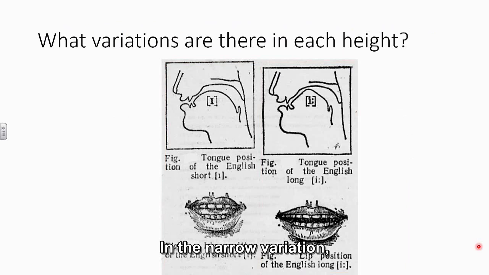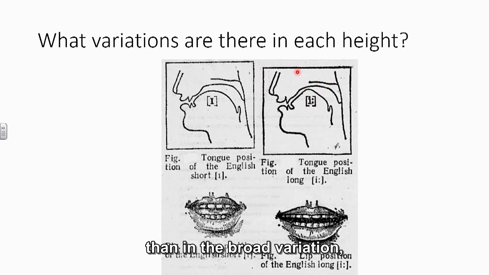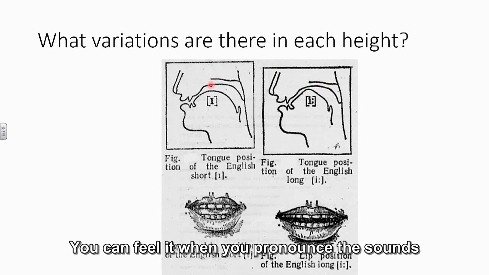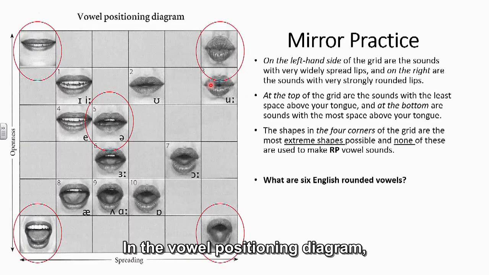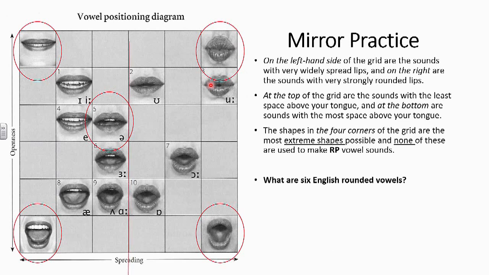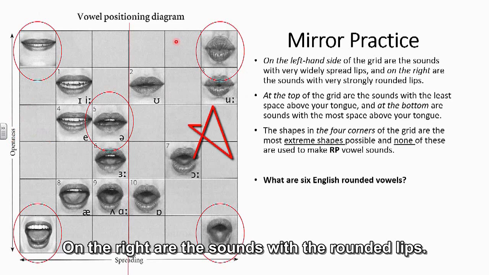In the narrow variation, here, the raised part of the tongue is higher than in the broad variation, here. You can feel it when you pronounce the sounds. E, I, U, U. In the vowel positioning diagram, you can see different lip positions. On the left-hand side of the grid, there are unrounded positions of the lips. On the right are the sounds with the rounded lips.